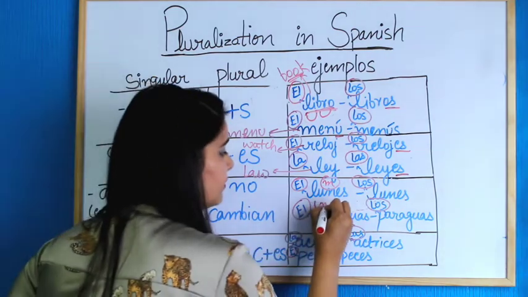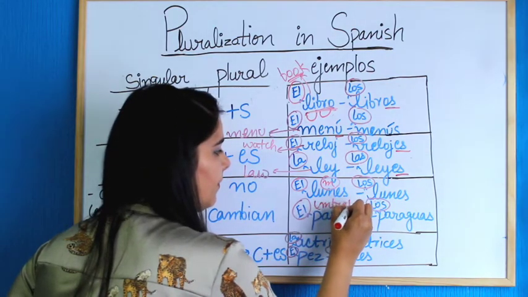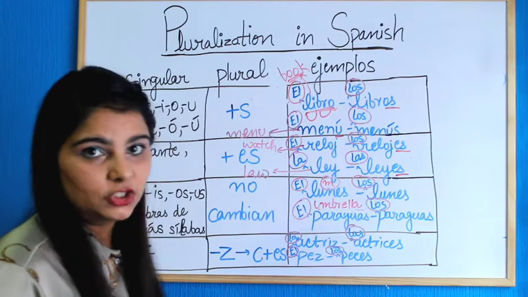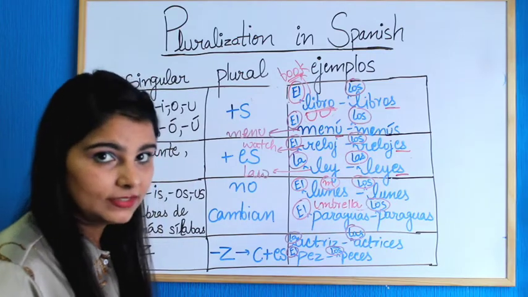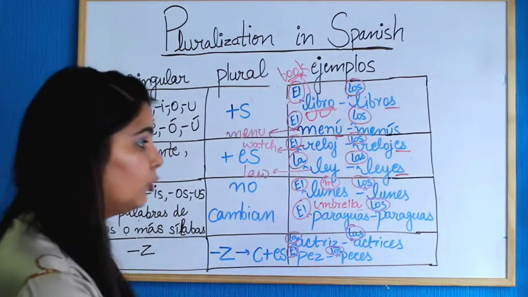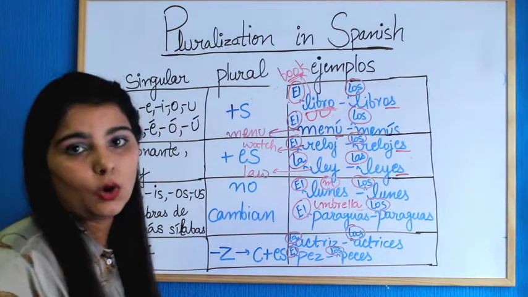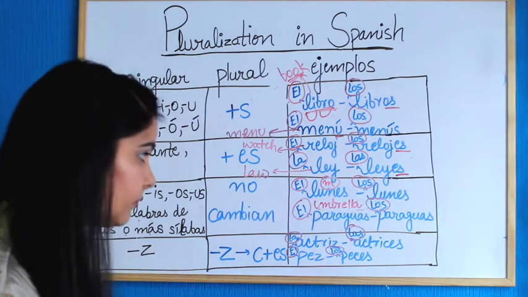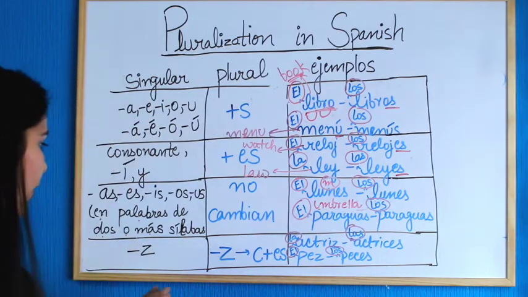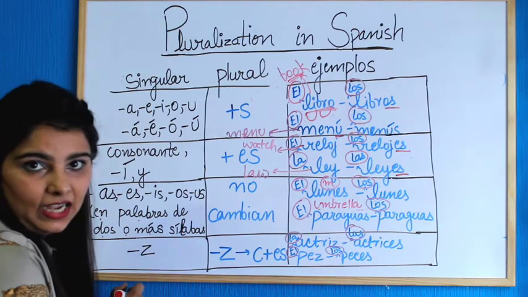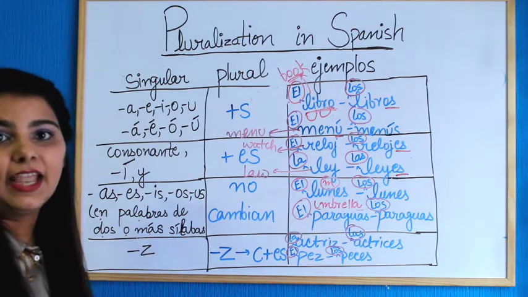Okay? So umbrella is masculine. So it's el paraguas, and the plural form is los paraguas. That means it's just the same. Next rule is when we have la zeta, or Z, at the end of the word.